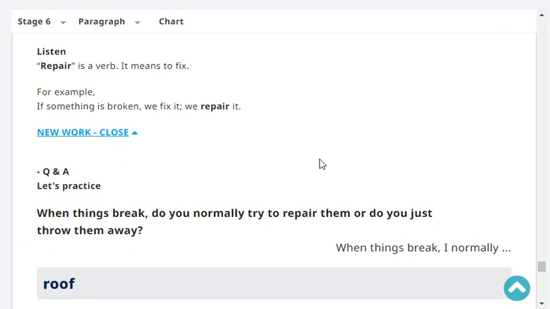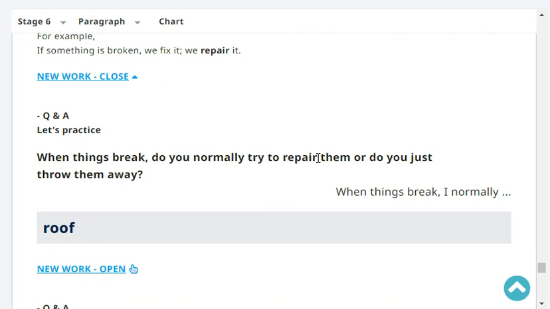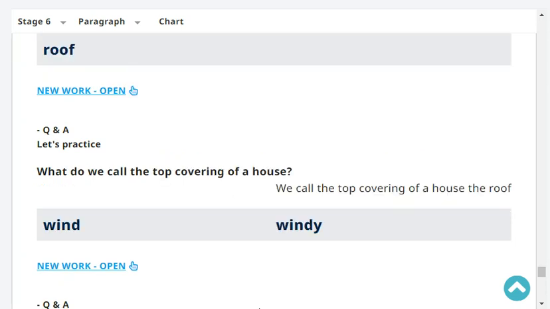Let's practice. When things break, do you normally try to repair them or do you just throw them away? When things break, normally I try to repair them. Very good. One more. When things break, normally I try to repair them. Yeah, like just like your phone, you repaired it.